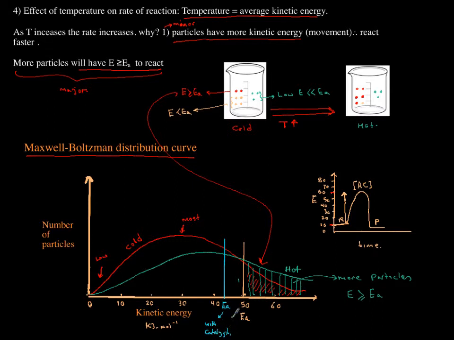So temperature is a very important factor. You increase that, the rate goes up. There is a minor effect: particles will have simply more movement or kinetic energy, so they react faster. The major effect is that now more particles in that given volume will have sufficient energy to react. They can go over this hump and react.